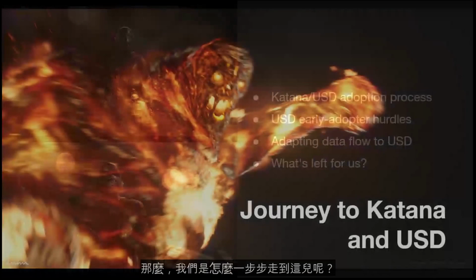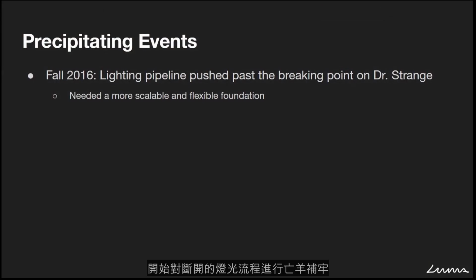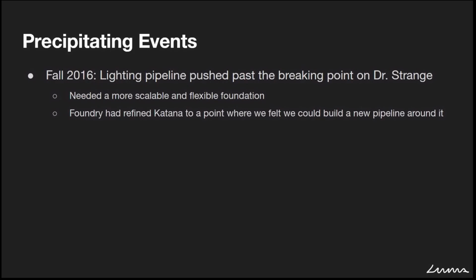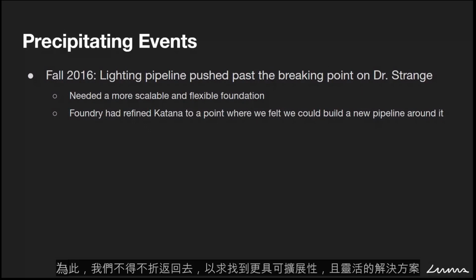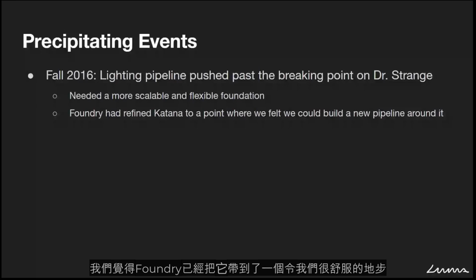So how did we get here? In late 2016, we had just wrapped Doctor Strange, and that show really broke our lighting pipeline. Even with the optimization tricks like GPU proxies, we really hit the wall in terms of scalability and how far we could push things. So we had to go back and find a more scalable and flexible solution to build a new lighting pipeline on. And by that point, we had been keeping an eye on Katana for some time.